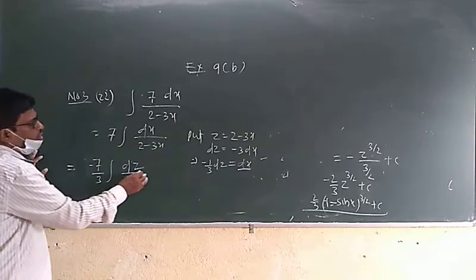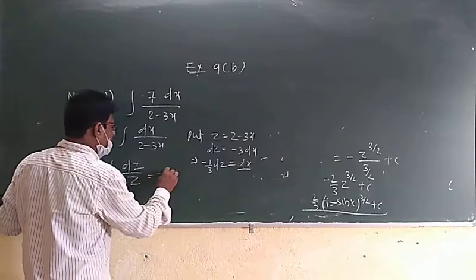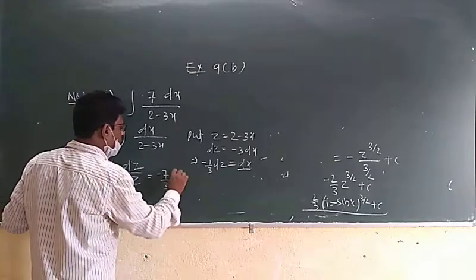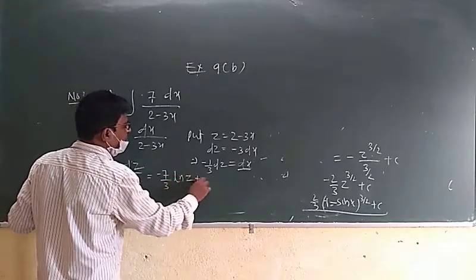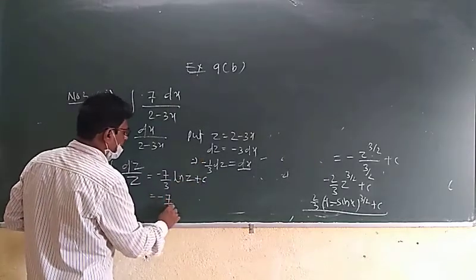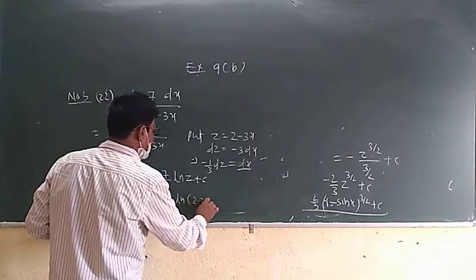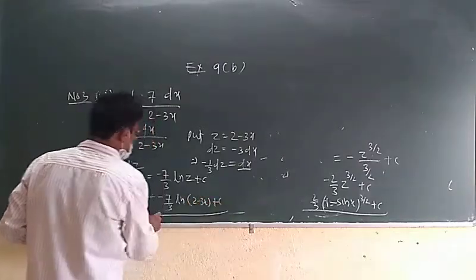The integration of dz by z is ln z, because the integration of dx by x is ln x. That is minus 7 by 3 ln z plus c. Put the value of z: minus 7 by 3 ln of 2 minus 3x plus c. That is your answer.